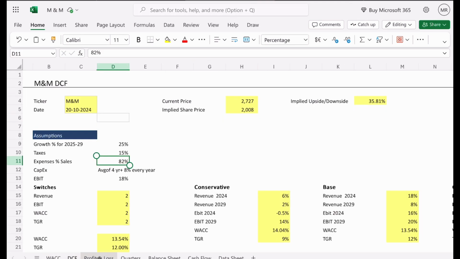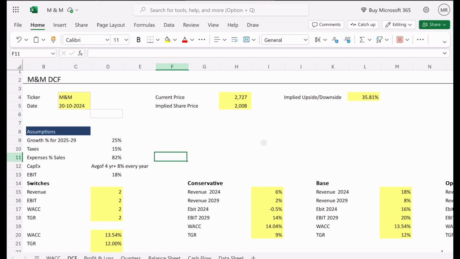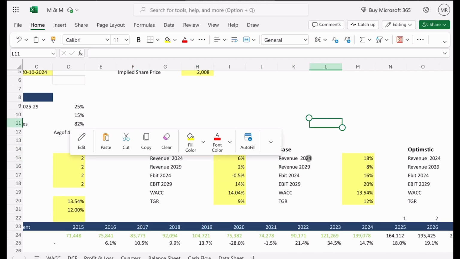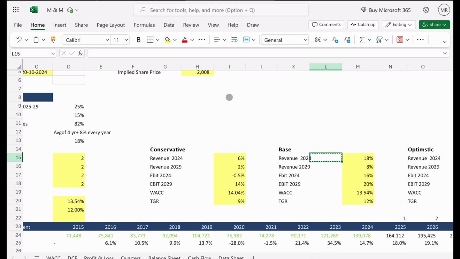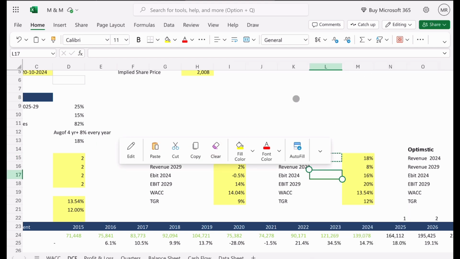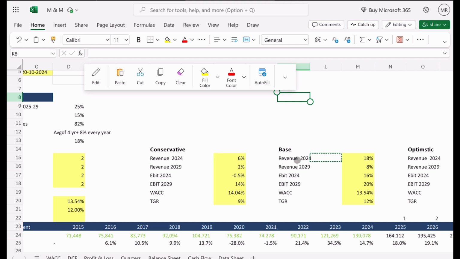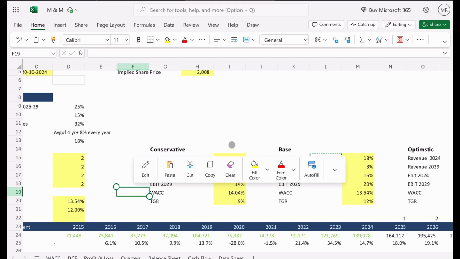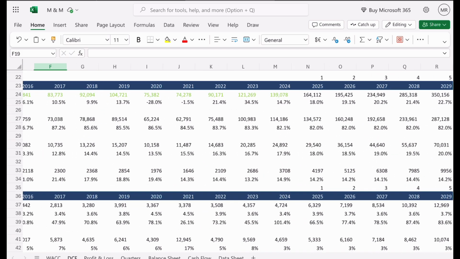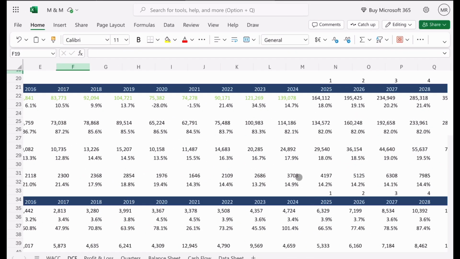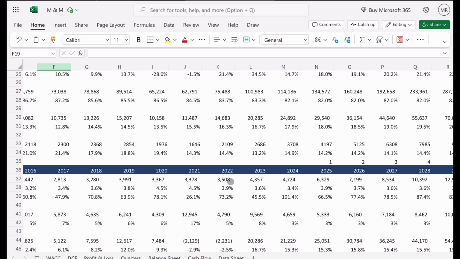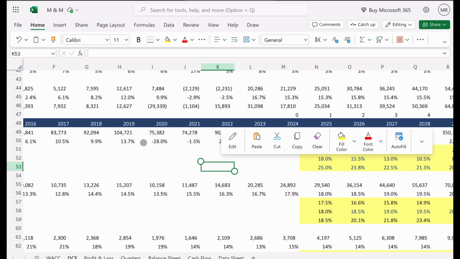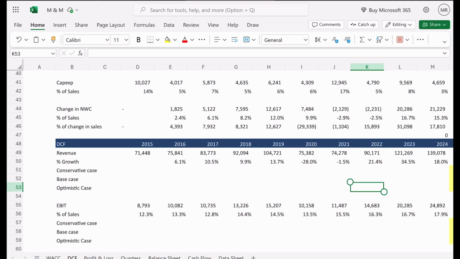Actually, I want to build a functional DCF model where I can put three cases like base, conservative, and optimistic, but I messed up the switch and I can only use the base case scenario for this DCF model. So I think we're going to stick to that. You can check this DCF model.